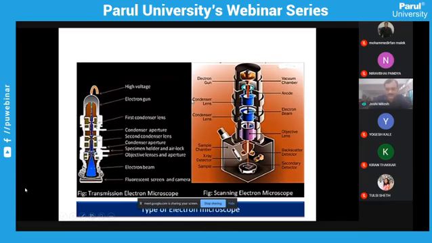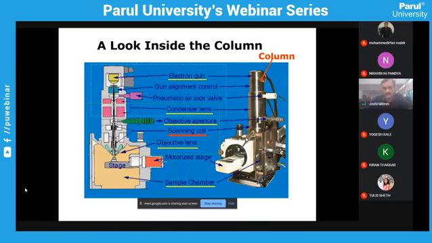Here is another block diagram. As I said, there are two types of microscope, transmission and scanning electron microscope. This is a modern semiconductor-type scanning electron microscope, where you have a motorized stage where you can focus on a particular place where you want the desired interaction of electrons with the sample. So all this must be in a column. As I said, it is mounted vertically.